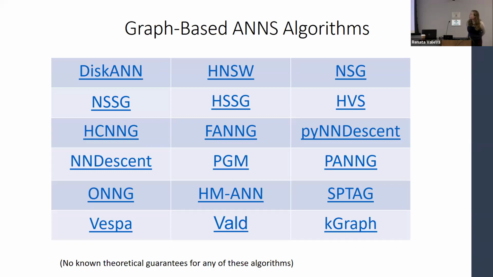Okay. Graph-based ANNS algorithms are probably the most important algorithms for computing nearest neighbors in practice. Here I've shown a very small set of 18 of the algorithms out in the literature. But if you keep reading papers on these, you'll find hundreds. I do want to note, unfortunately, there are no known theoretical guarantees for any of these algorithms. So we don't actually know in theory how good of an approximation they give. But on existing data sets, they seem to do a very good job.